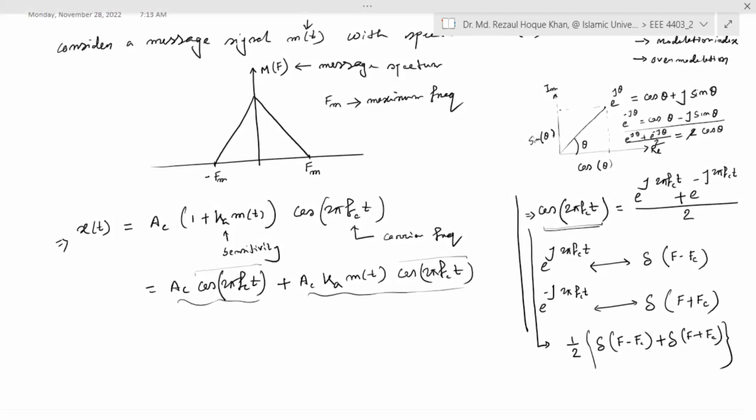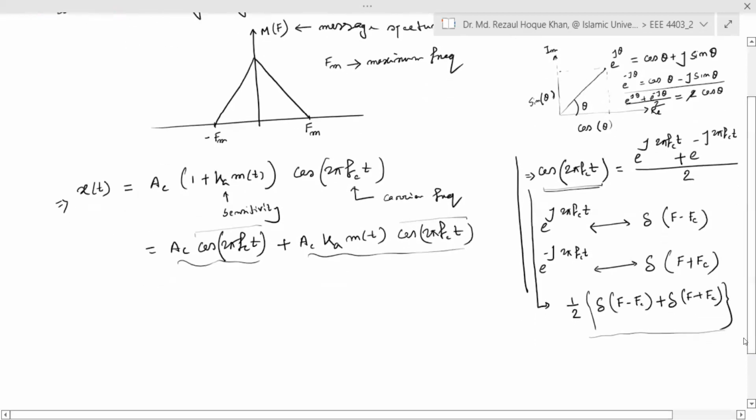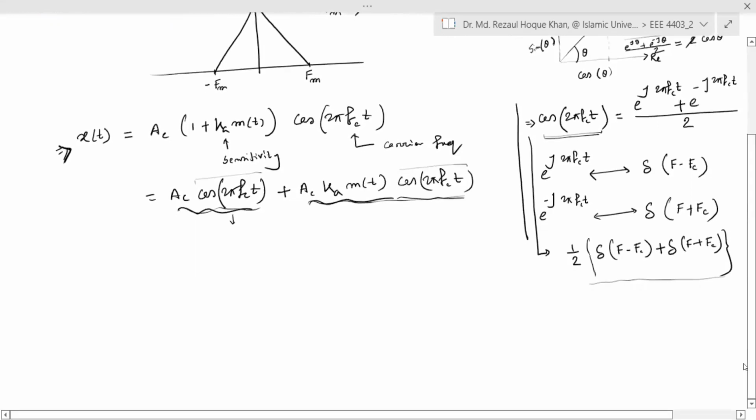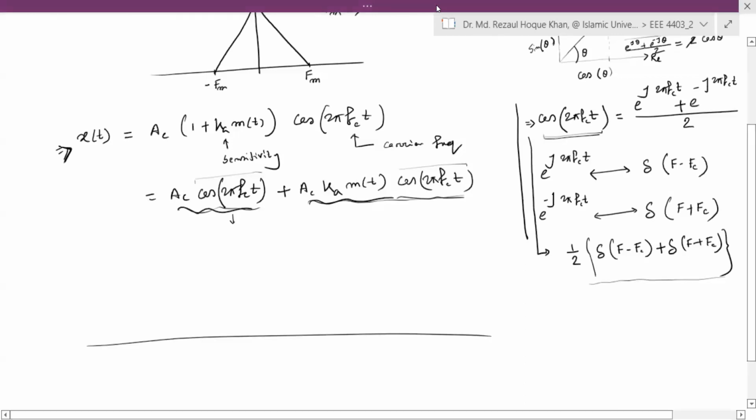Now we know how to represent cos 2 pi f_c t in a Fourier transform, which is given by the impulse. Okay, so if I draw this signal, we have our modulated signal x(t). Our modulated signal has two components. Let's draw these two components individually and see how they look. They will look like this.